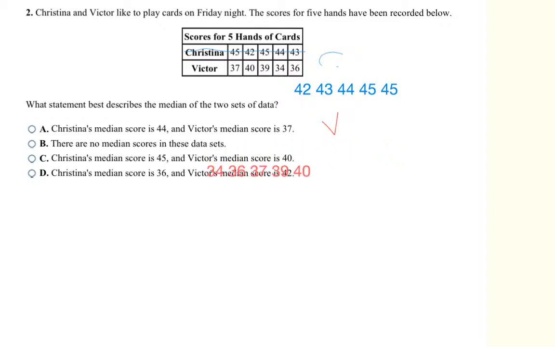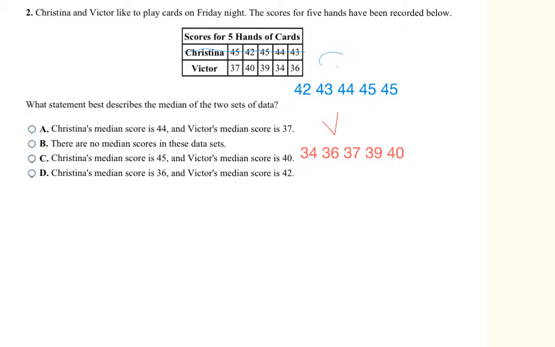And when I do that, it looks like this. So now I just need to find the middle number of both of those. And so one way that you can do that is by just crossing off numbers from the beginning to the end.